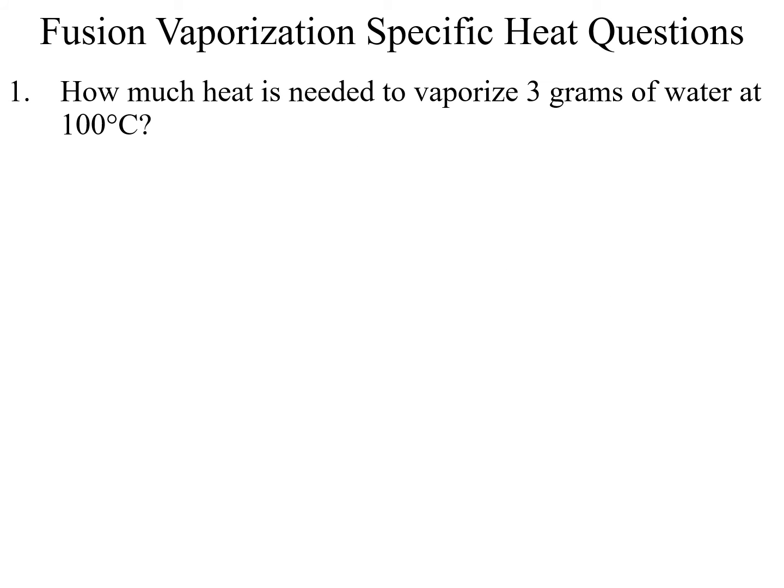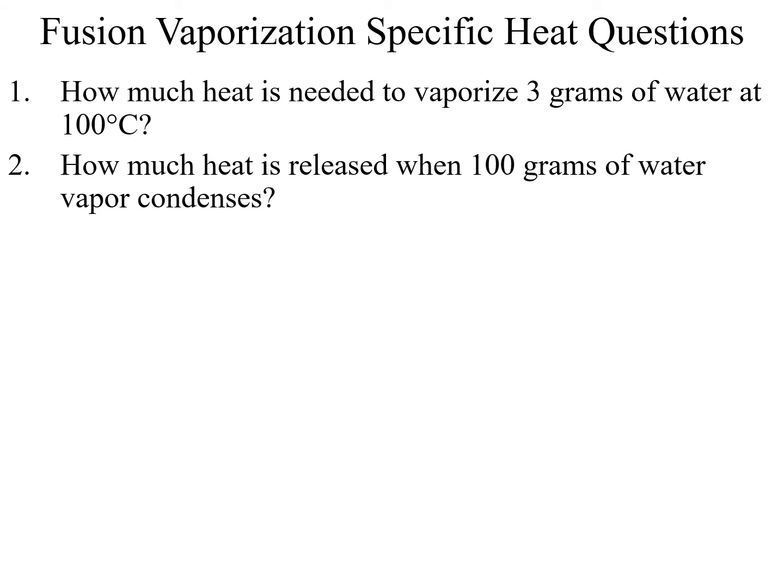So some specific questions. How much heat is needed to vaporize 3 grams of water at 100 degrees Celsius? Well, that would be the heat of vaporization. That's going to be 2,260 joules per gram. So about 3 times 2,260. Sounds good. How much heat is released when 100 grams of water vapor condenses? Again, we're looking at the heat of vaporization. So 2,260 joules per gram times 100 grams.